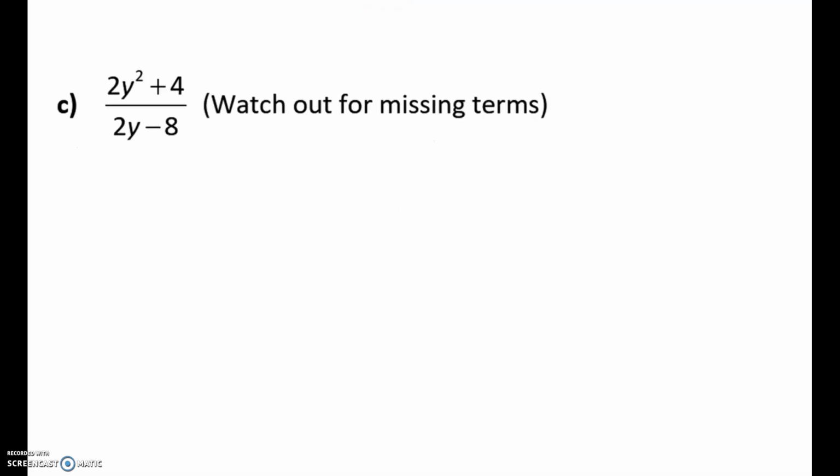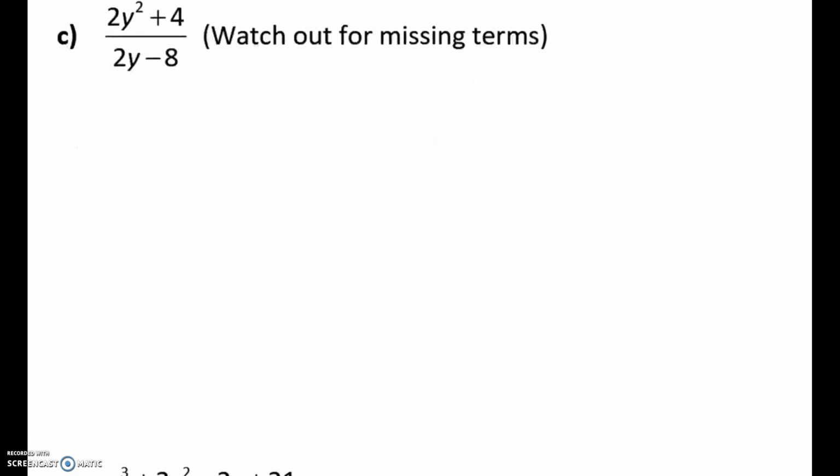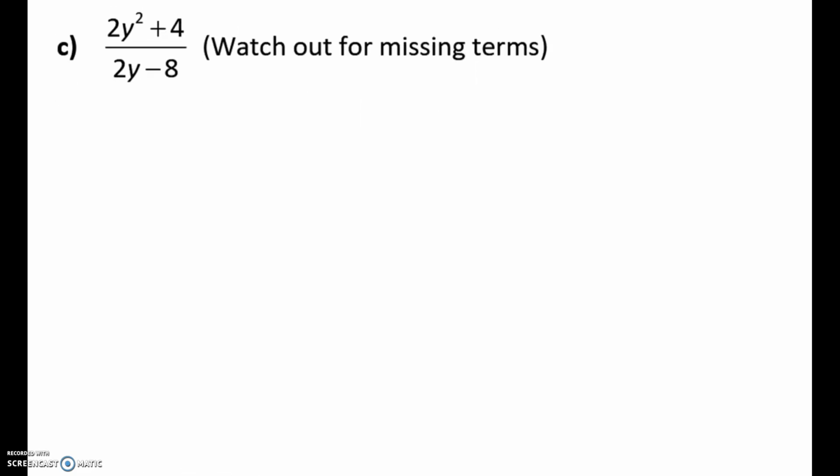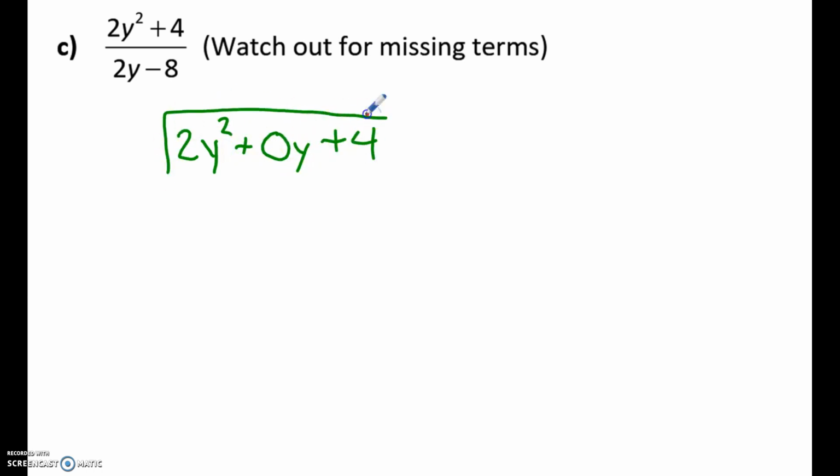Now let's look at another example. This time we've got some missing terms, so we're going to have to use placeholders. For 2y squared plus 4, we're missing the single y term. So when I rewrite this, I'm going to rewrite it as 2y squared plus 0y plus 4. And we're going to divide that by 2y minus 8. So just like before, I ask myself, what number could I multiply 2y by to get 2y squared? Well, the answer is y. Or if I divided 2y squared by 2y, I'd get y.